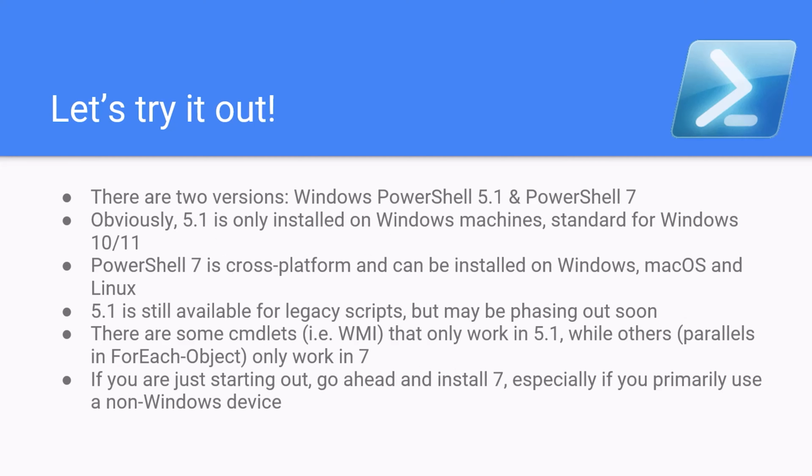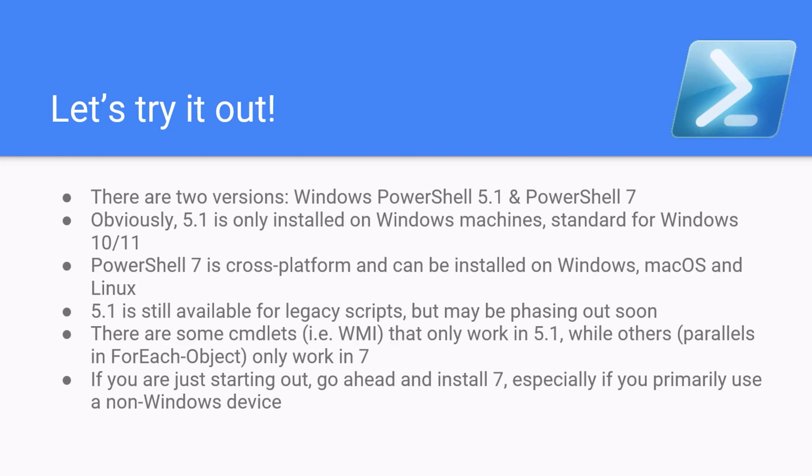Now, as of right now, there are two versions of PowerShell. There's Windows PowerShell 5.1 and PowerShell 7. Obviously, 5.1 is only installed on Windows machines and is standard for Windows 10 and 11, whereas PowerShell 7 is cross-platform and can be installed on Windows, macOS, and Linux. 5.1 is still available for legacy scripts, but it is possible Microsoft may phase it out soon. There are some cmdlets, such as WMI cmdlets, that only work in 5.1, whereas parallel and the ForEach-Object command only work in PowerShell 7.